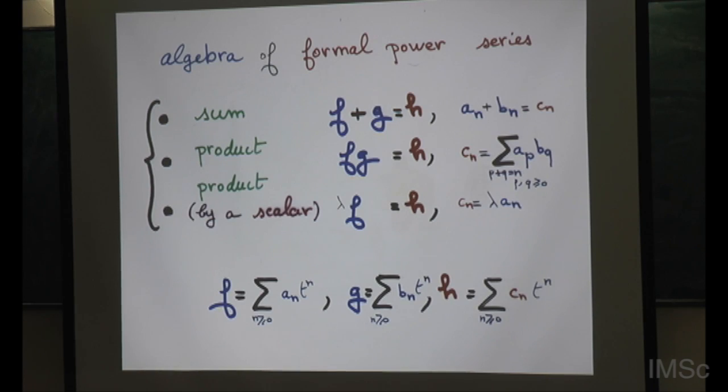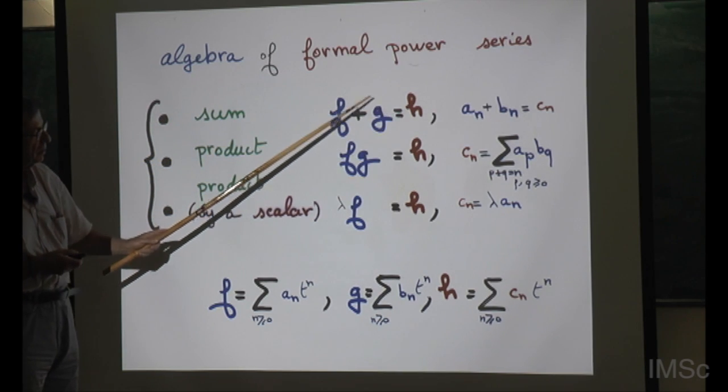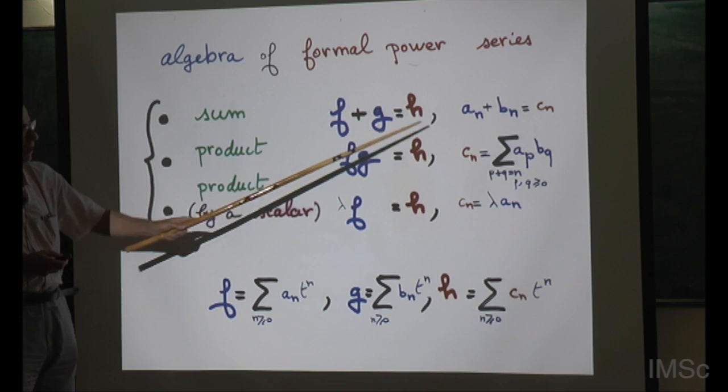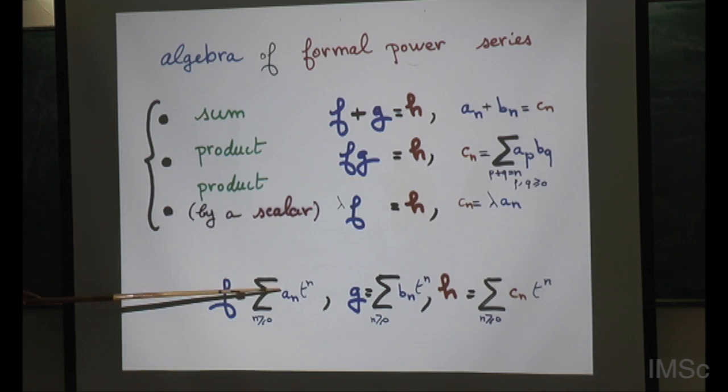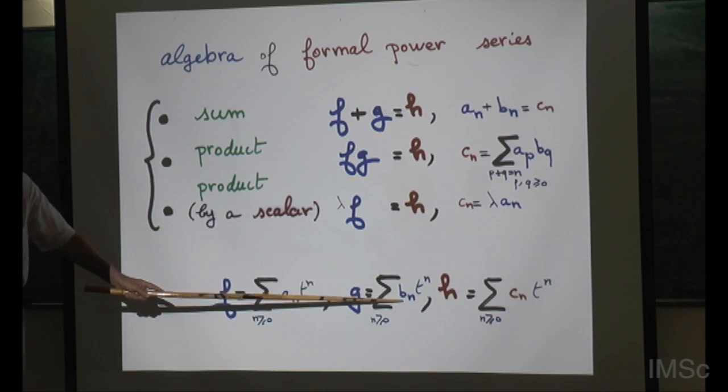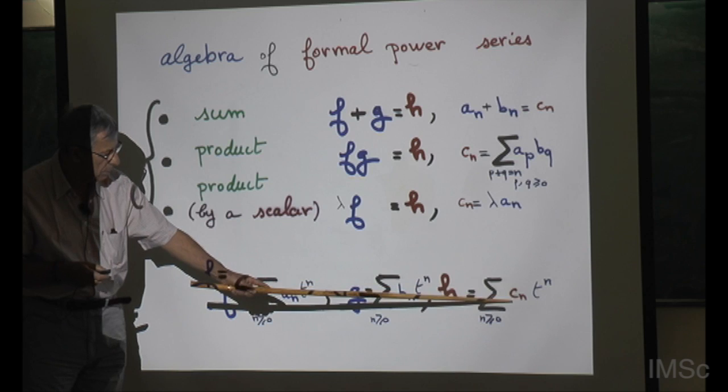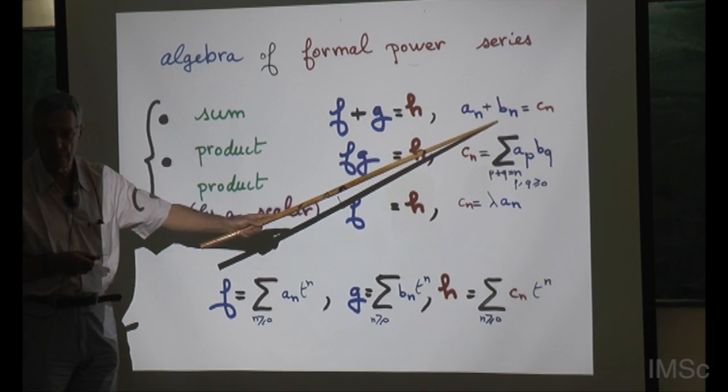And it's an algebra, so I define three operations on the formal power series. There is a sum, the product, and the product by a scalar. So the sum of two formal power series is defined like this: H equals F plus G. If F is sigma of an t power n, if the coefficient of t power n, the nth term, is an, for G is bn, then the coefficient of H will be cn equals the sum of the coefficients.